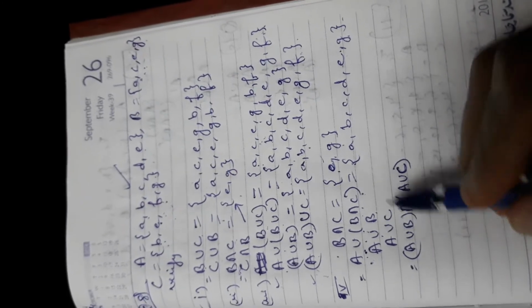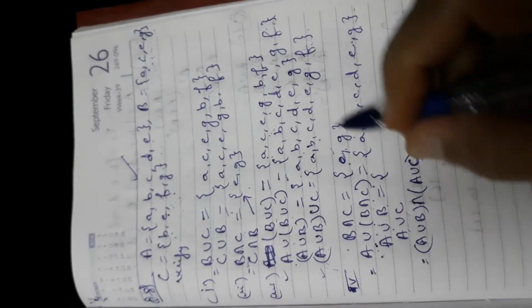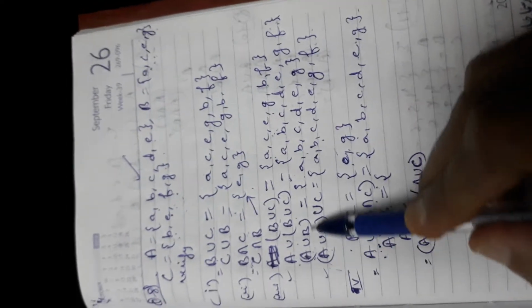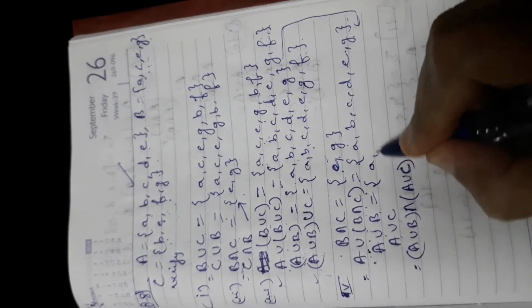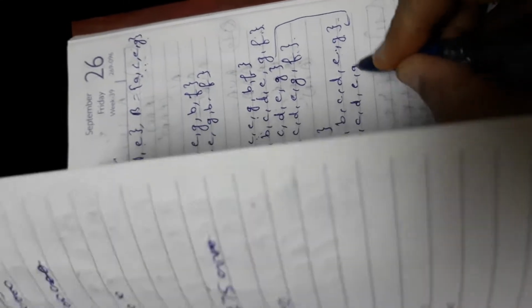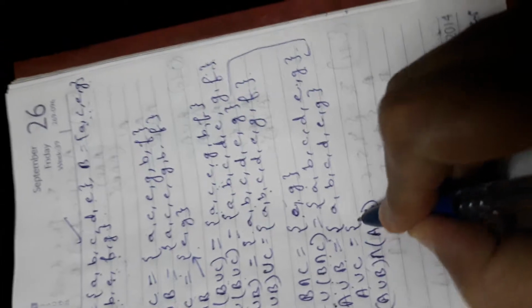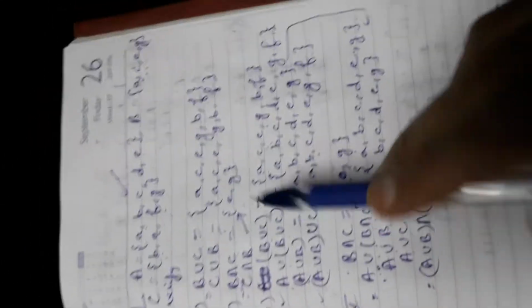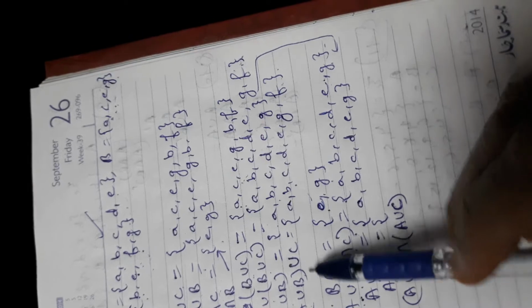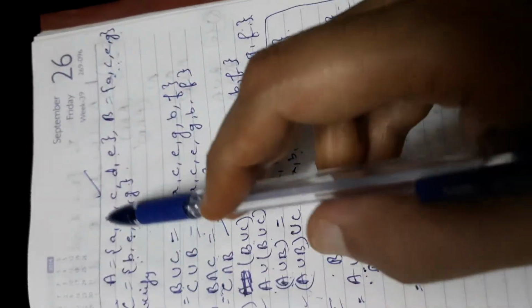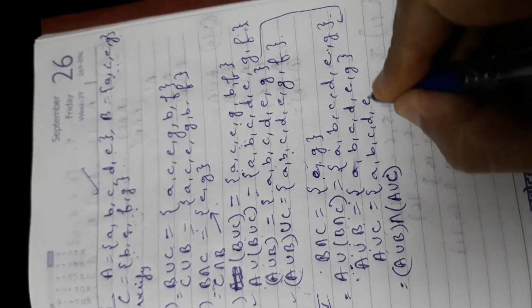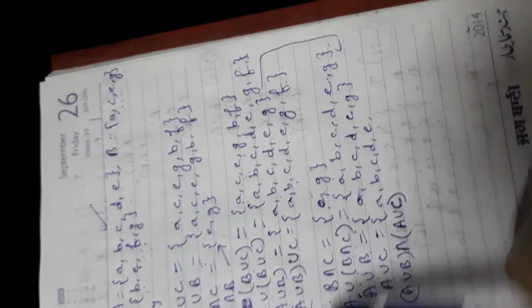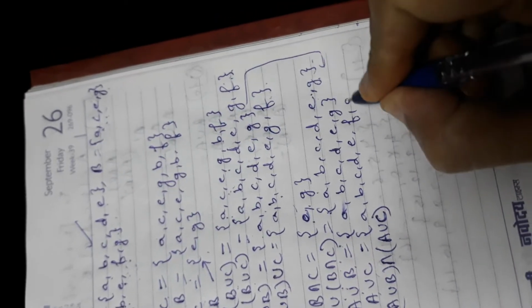Now A union B and A union C. First I write A union B. A union B we have already written here, so I am taking it from here only. A union B, that is A, B, C, D, E, G. Okay, so that is your A union B. Then after that they say A union C. A and C we have to unite. I think we have not calculated it. A union C, let's find out the union. That is A, B, C, D, E, B, E, F, G. So F and G.